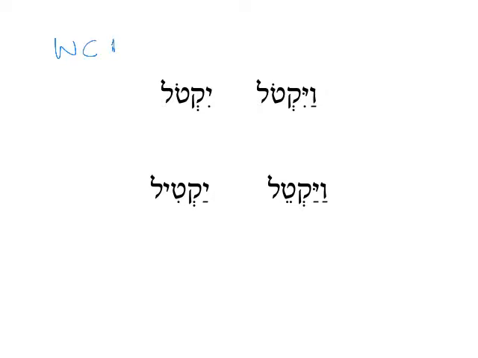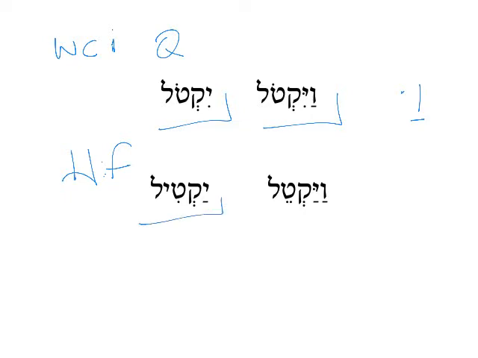Now one other thing to take notice of is what happens when we go to the Vav consecutive imperfect. In the Kal we have a fairly straightforward yiktol, he will kill, to vayiktol, and he killed. And for the Vav consecutive imperfect, we simply add a Vav, patach, and a dagesh. Now in the case of the Hifil, in the imperfect we have yaktil, he will cause to kill. Now in the Vav consecutive imperfect we have he caused to kill.